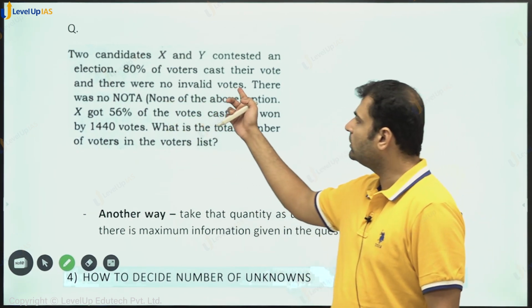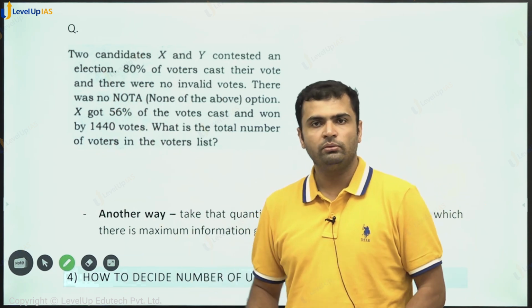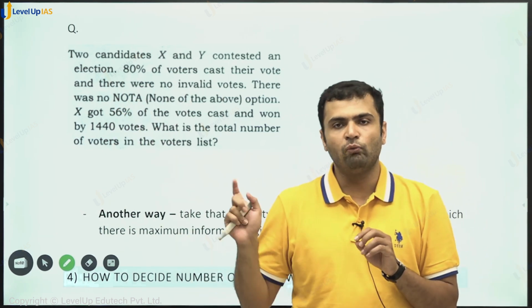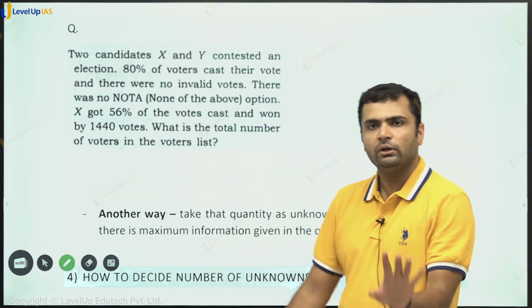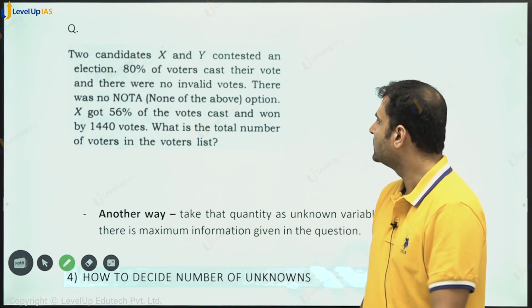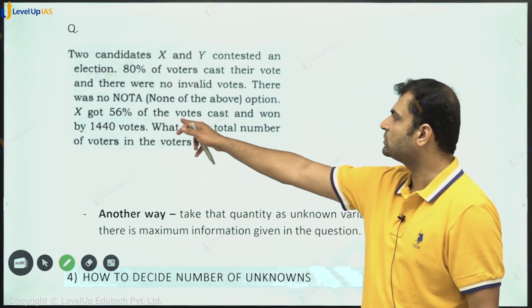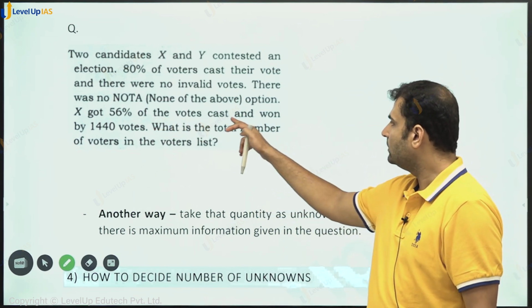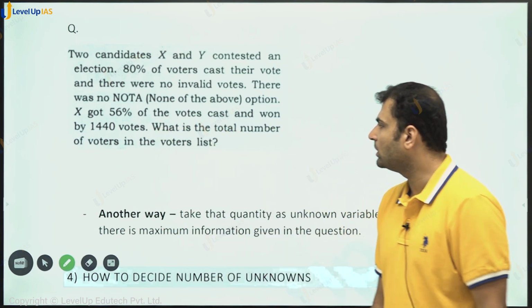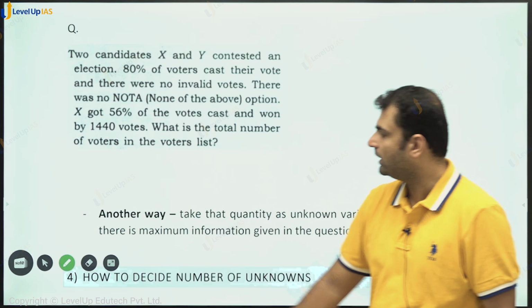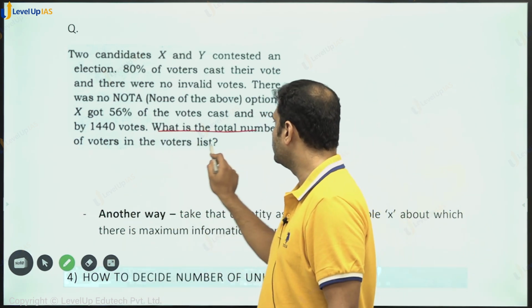There are no invalid votes, there is no NOTA. So basically people who have voted, they have voted for either X or Y. दोनों के दो ही ऑप्शन है, दोनों के अलावा कुछ नहीं है. फाइन. X got 56% of the vote and votes cast and won by these many votes. What is the total number of voters in the list? ठीक है. What is the total number of voters in the list?